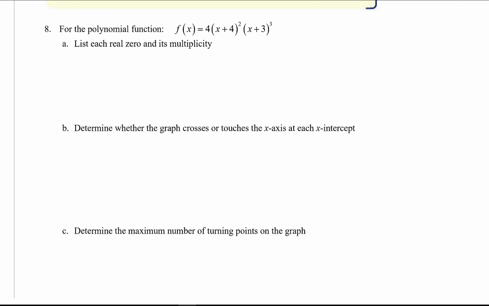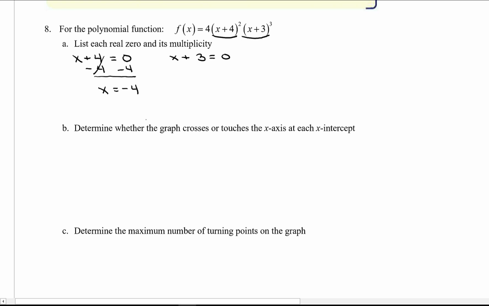Okay, let's start working with one of these polynomial functions. Let's list each real zero and its multiplicity. Well, let me copy this down. We have here x plus 4, and I'm going to set it equal to 0, and x plus 3 set equal to 0, because sometimes I like to do this to help me find my zeros. So this is going to be x equals negative 4, so this is going to be my zero. And over here, same thing, minus 3, so x is equal to negative 3. We're just going to note that we refer to this as a zero.